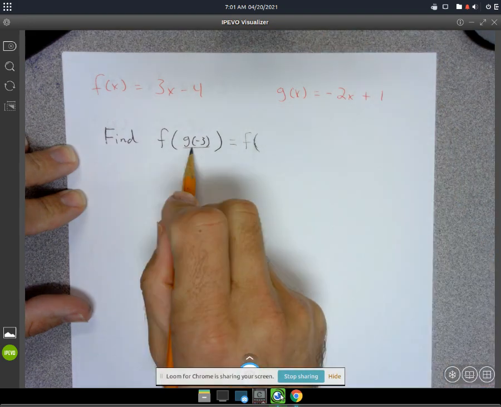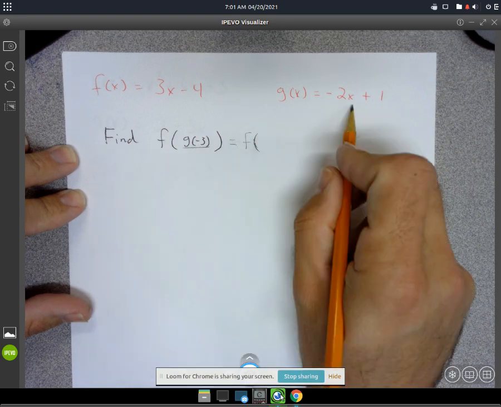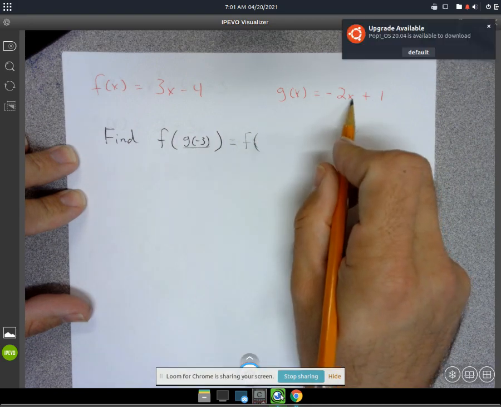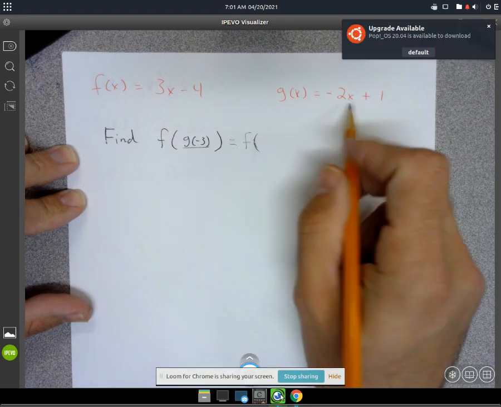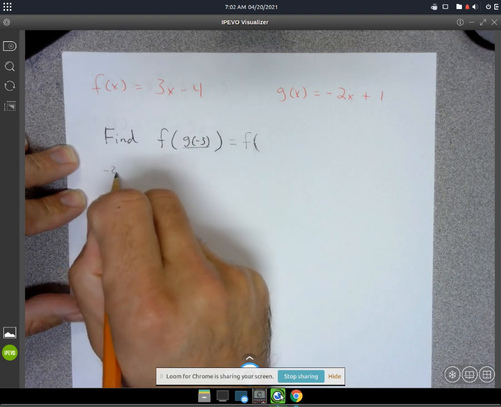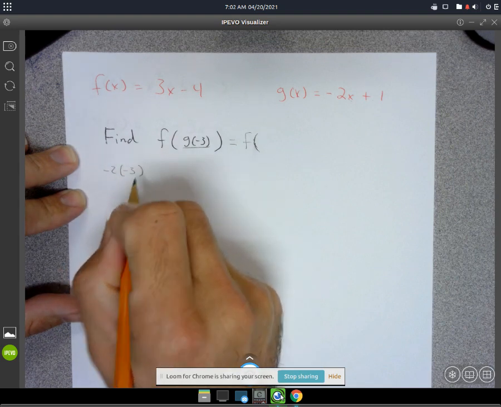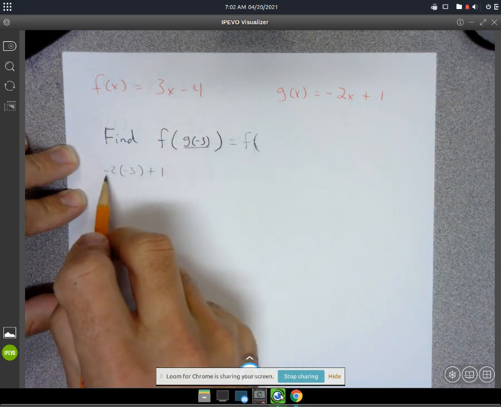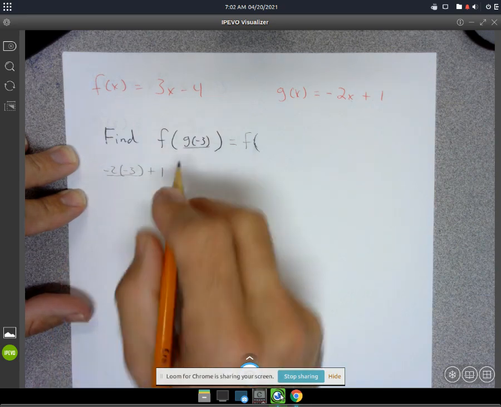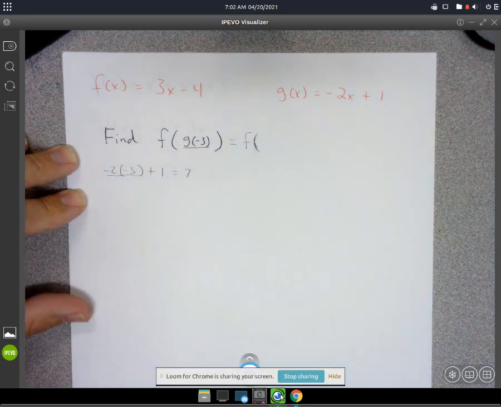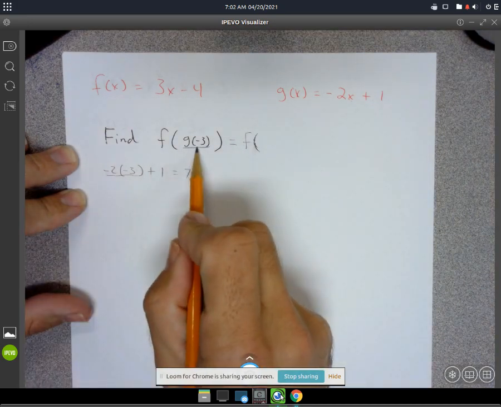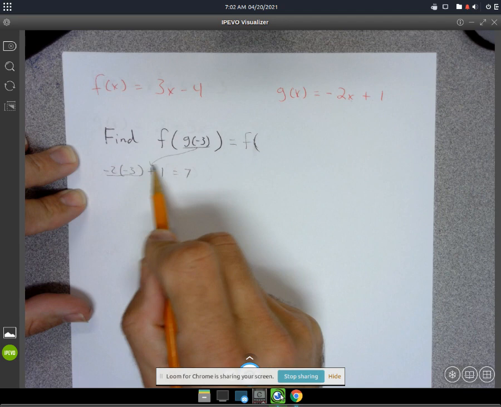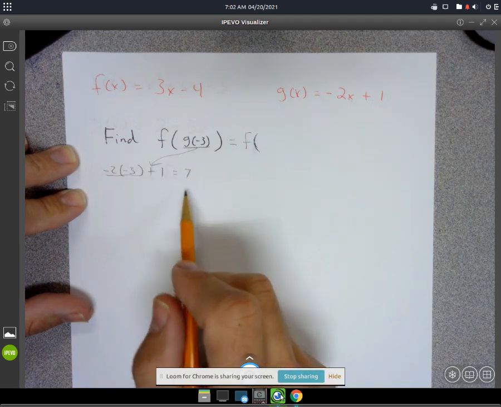All right, so for g of negative 3, I'm going to go up to my g function and replace the x with a negative 3. So that's going to be negative 2 times negative 3 plus 1. This is 6, and then 6 plus 1 is equal to 7. And that was g of negative 3 right there. So g of negative 3 is equal to 7.